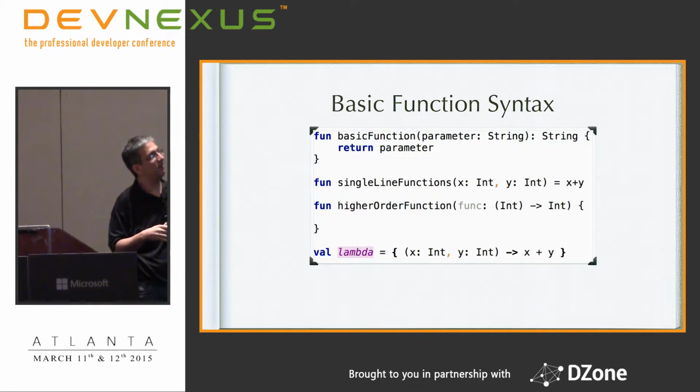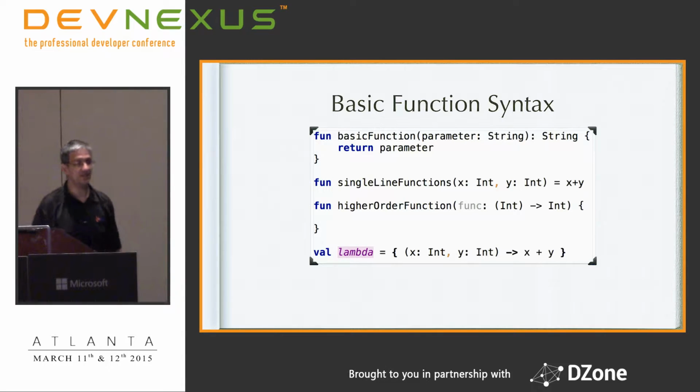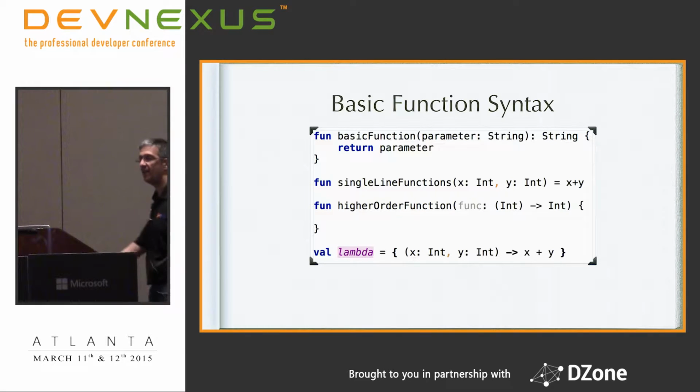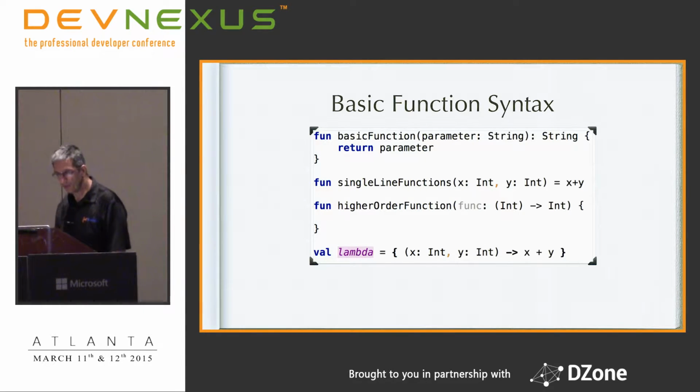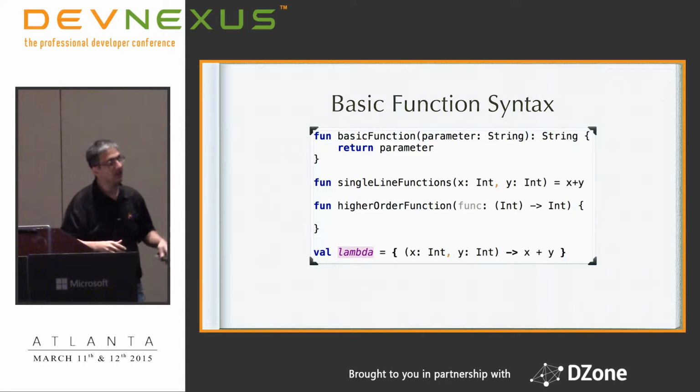It's statically typed. So here I have a basic function that takes a parameter of type string, returns a parameter of type string. Here I have a single line function, which is a more concise way of writing the function. Here I have a higher order function, which takes another function that takes as parameter an integer and returns an integer. And last but not least, I have this lambda expression at the bottom, okay? Kotlin has a lot of type inference, so you don't have to be explicit about everything that you type. If you've worked with Groovy, or with Scala, you'll find some similarities between Kotlin and those languages. We normally don't ship with the kitchen sink.